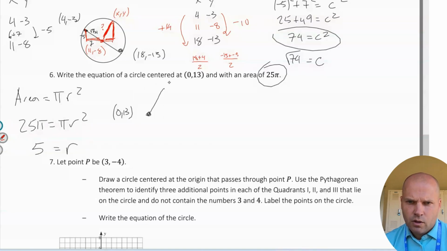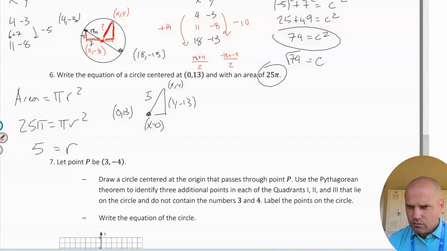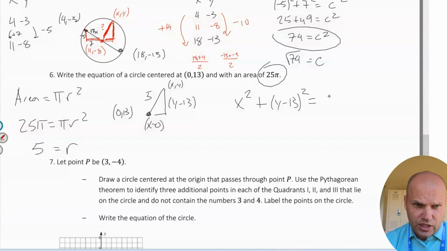Zero 13, we have some xy. This is an example. We know this is 5. What is this distance? X minus 0. It's just the distance of x. What is this distance? Y minus 13. A squared plus b squared equals c squared. So I get x minus 0 squared plus y minus 13 squared equals c squared, which is 25.